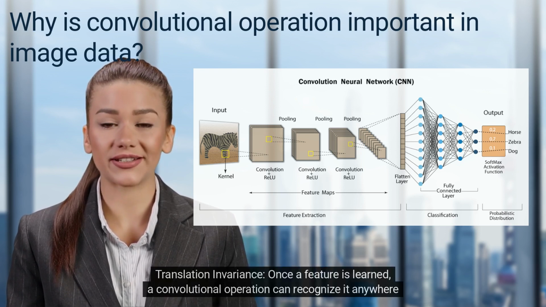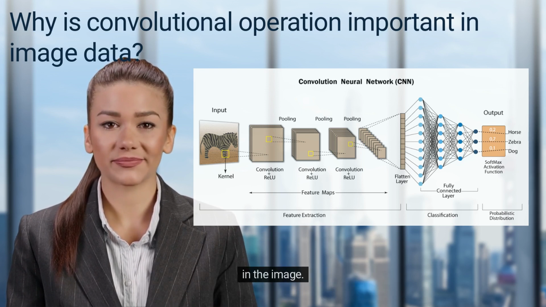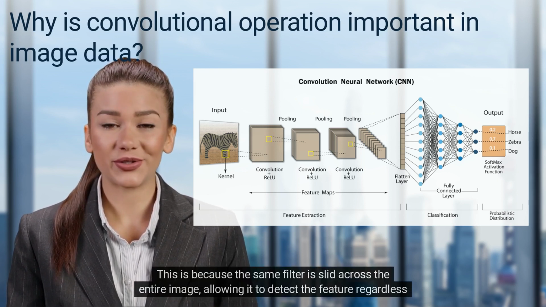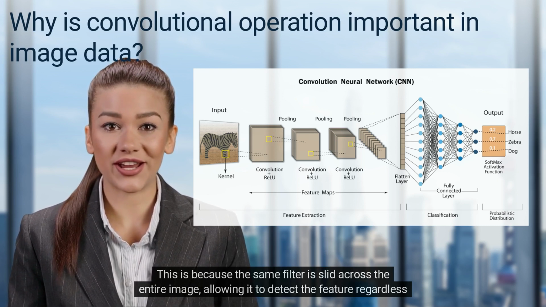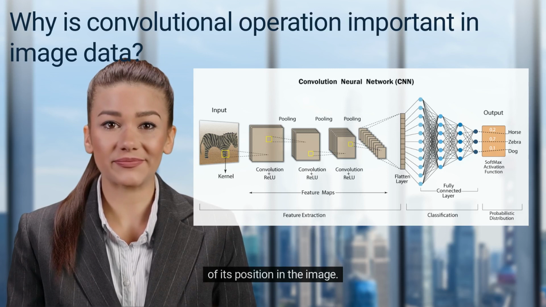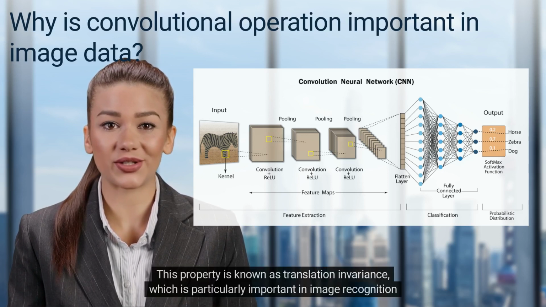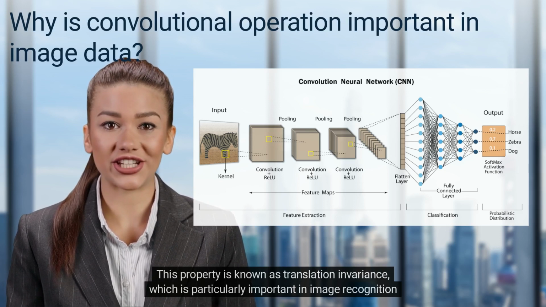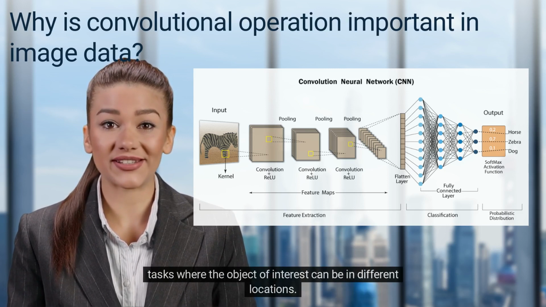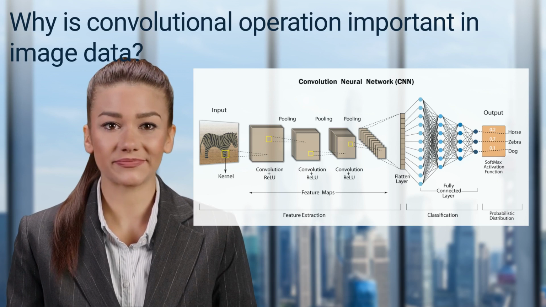Translation invariance. Once a feature is learned, a convolutional operation can recognize it anywhere in the image. This is because the same filter is slid across the entire image, allowing it to detect the feature regardless of its position in the image. This property is known as translation invariance, which is particularly important in image recognition tasks where the object of interest can be in different locations.